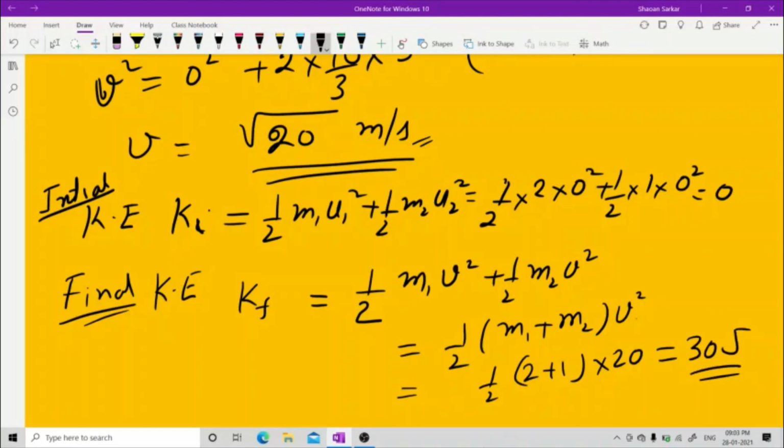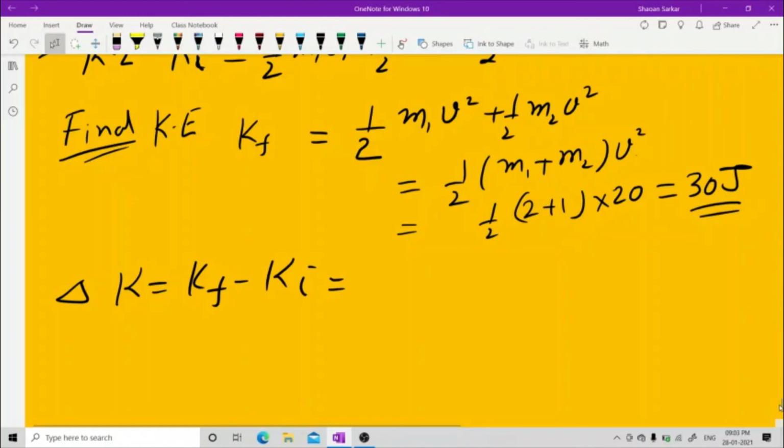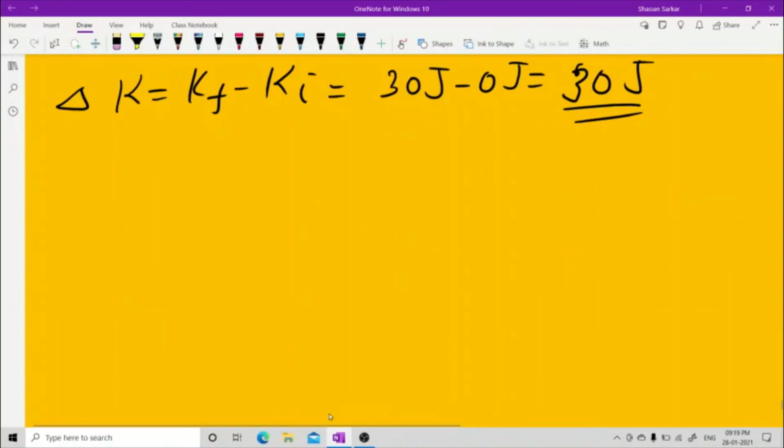Initially it was 0 joules. What is the gain in kinetic energy? That is delta K, in joules. So delta K is K final minus K initial, that is 30 joules minus 0 joules, and this is 30 joules. This is the gain in kinetic energy.